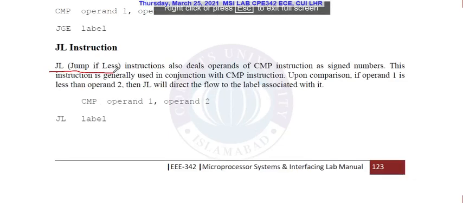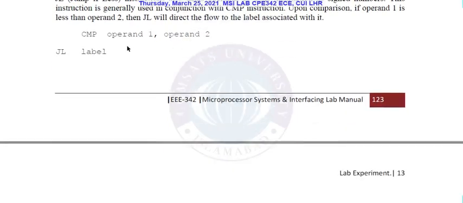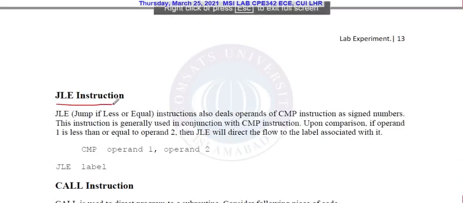Then the next conditional statement is JL, jump less. Similarly, JLE, jump less and equal. If you are using simply JL, it will jump in case the value is less than, and if you are using less and equal, then the statement will execute and jump in both conditions, if your value is less or if your value is equal.